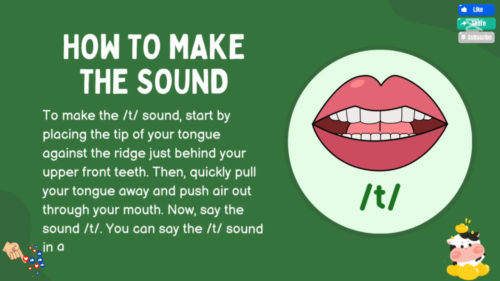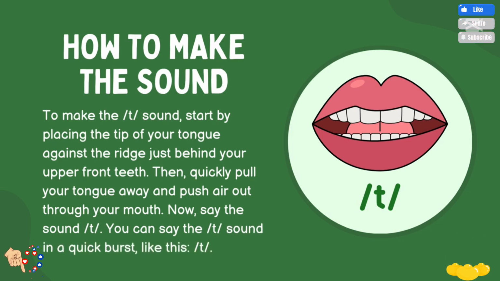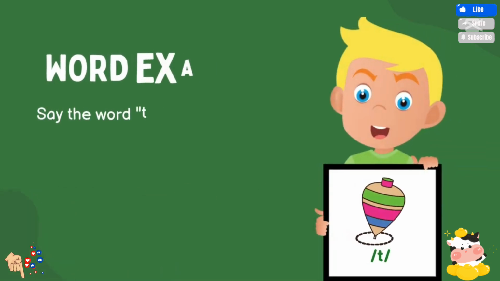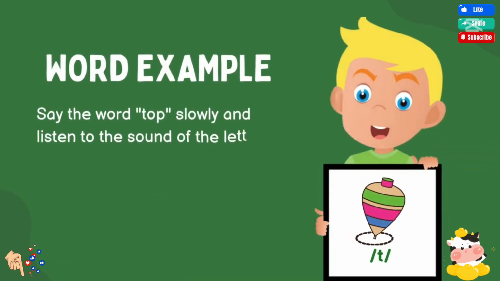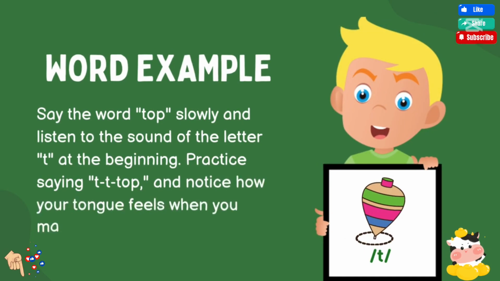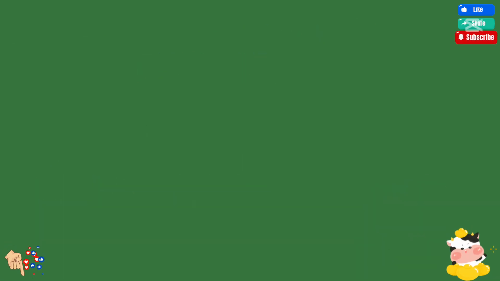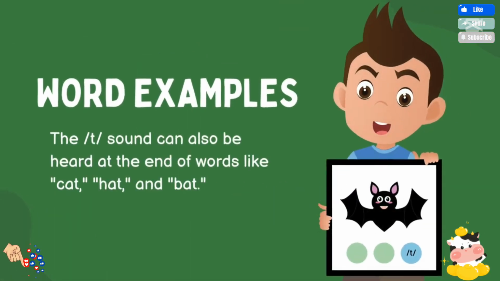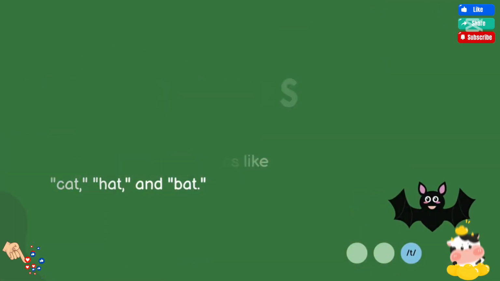Now, say the sound T. You can say the T sound in a quick burst, like this. T. Word example. Say the word top slowly and listen to the sound of the letter T at the beginning. Practice saying T, top, and notice how your tongue feels when you make that sound. The sound can also be heard at the end of words like cat, hat, and bat.